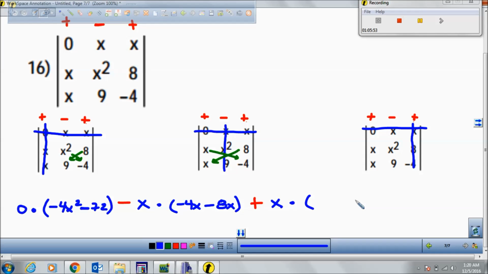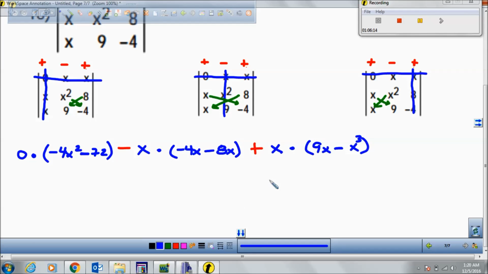X times, and you're going to multiply diagonally this side first. X times 9, 9x, minus, you're always subtracting x squared times x minus the multiplication of the other side, which is going to be x to the third.